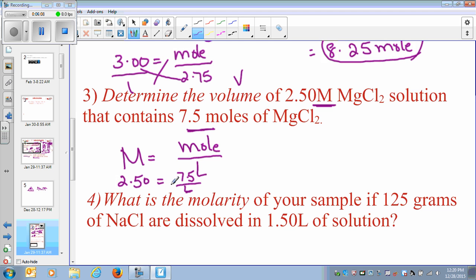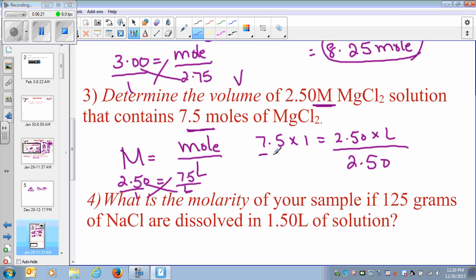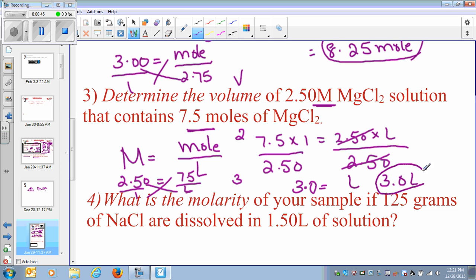I don't have the liters, so I cross multiply. So 7.5 times 1 equals 2.50 times liters. To calculate the liters, I divide both sides by 2.50. So 7.5 divided by 2.50 gives me 3. But I need to have at least two significant digits in the answer. I have 2 here and 3 here, so I will say 3.0. So 3.0 liters is your answer.